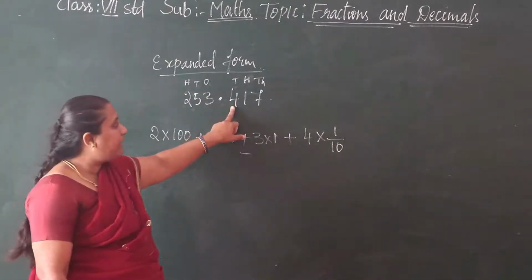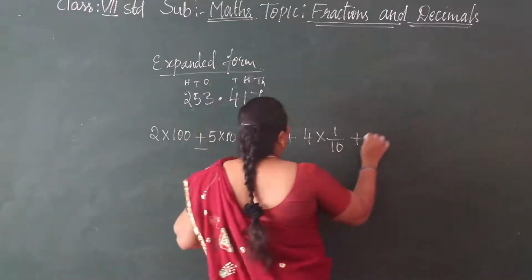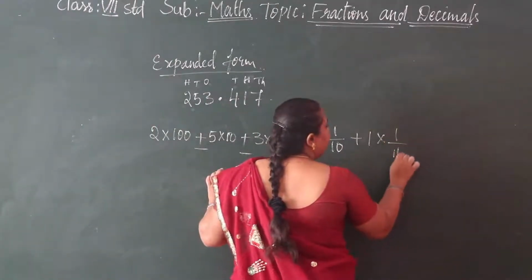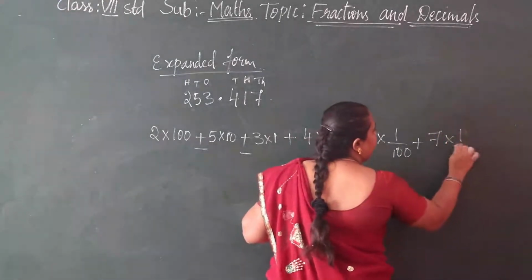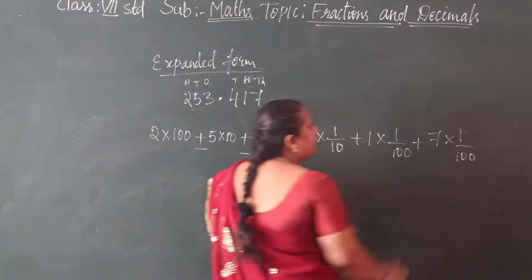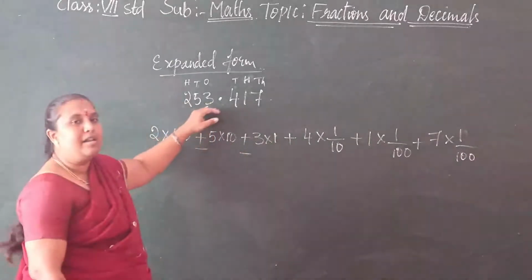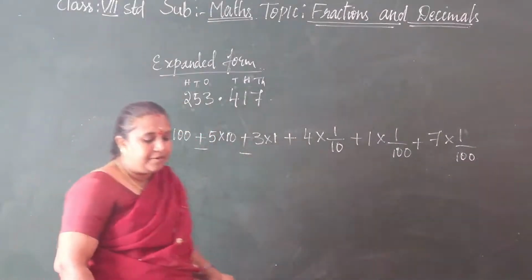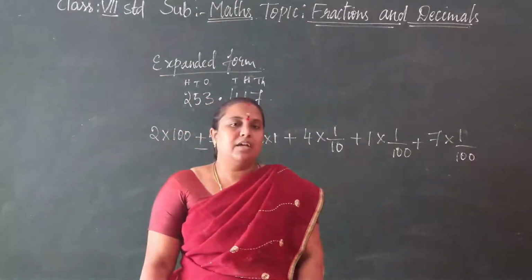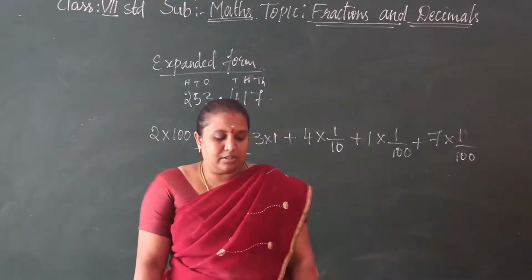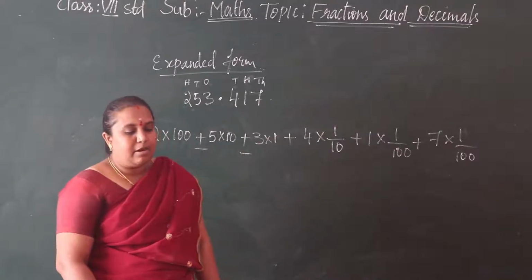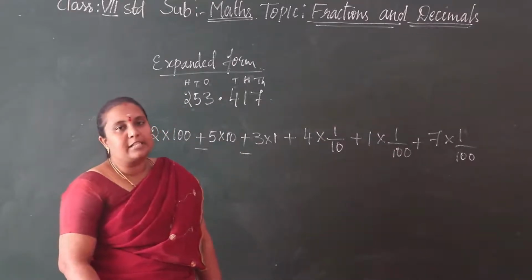So 4 into 1 by 10 plus 1 into 1 by 100 and plus 7 into 1 by 1000. This is the expanded form of the decimal part. This is the expanded form of decimal numbers. Okay. So how to write the expanded form of a decimal number? You know this now.